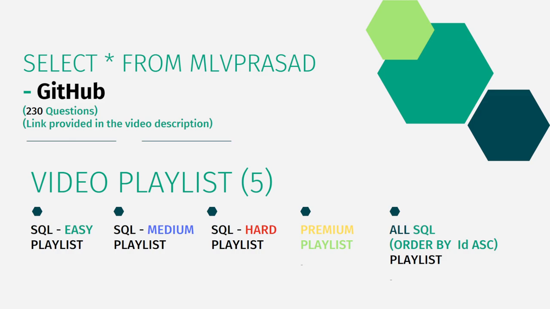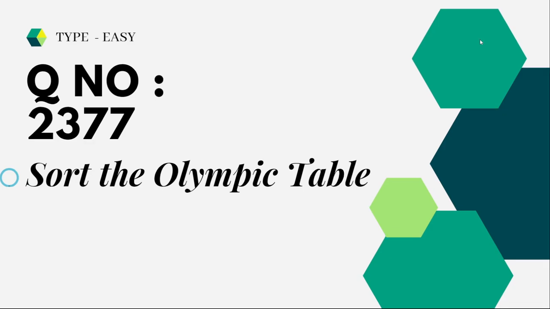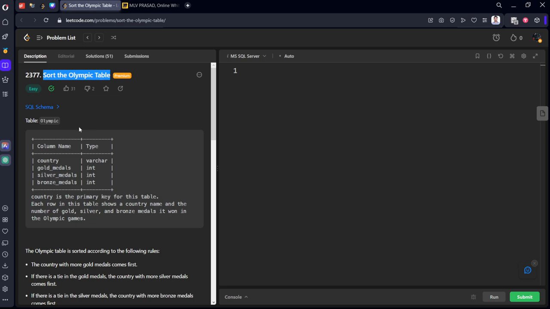Let's see the question which I am trying to solve today. It is of type easy. Question number 2377, Sort the Olympic Table. Let's see the question. They have given a table which is consisting of gold, silver, bronze.